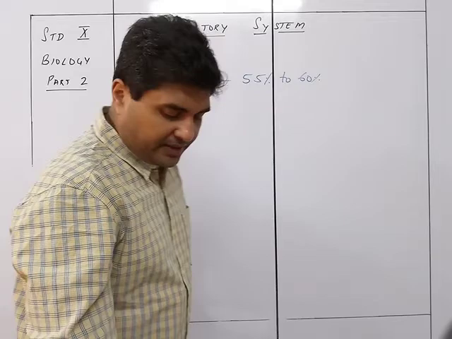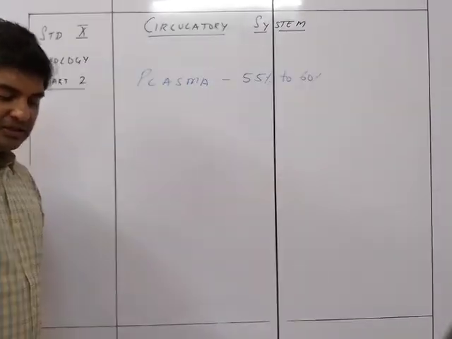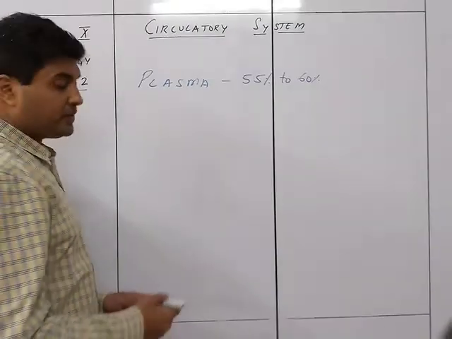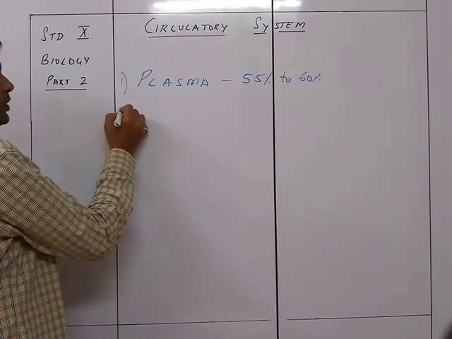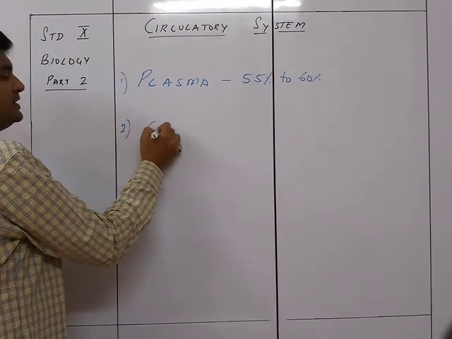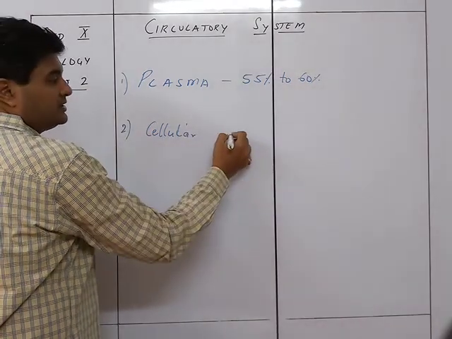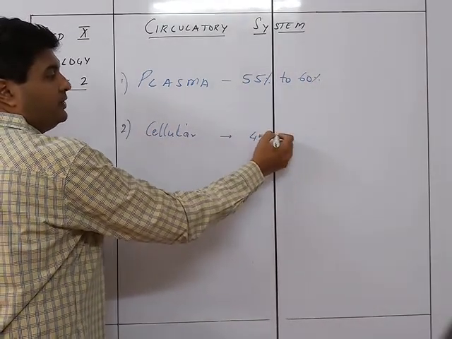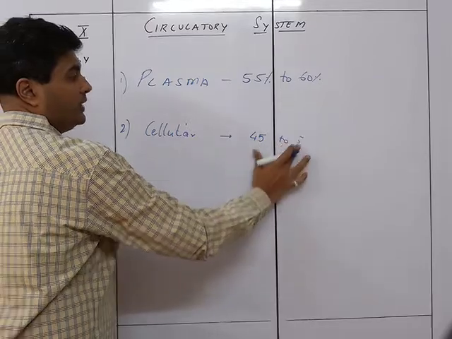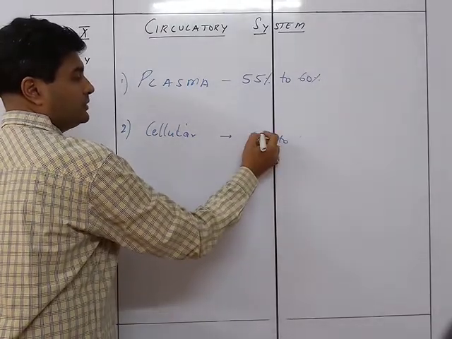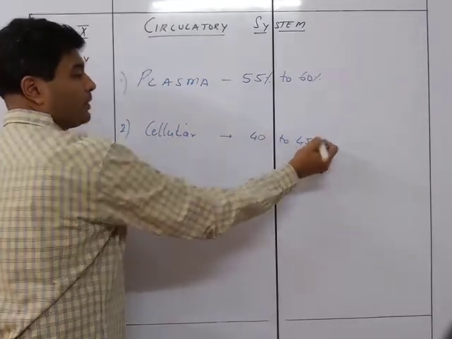Second, cellular elements: red and white cells and platelets, which are 40 to 45%. So the other one is cellular. So this was the first part. The second one is cellular. The cellular part is the balance, which is nothing but 40 to 45% of the blood.